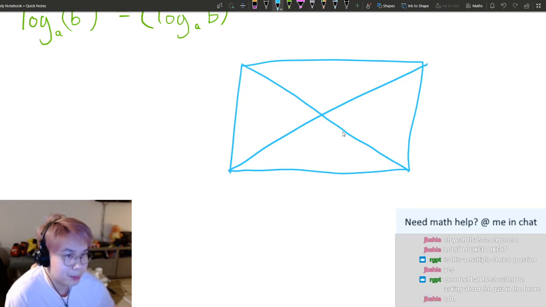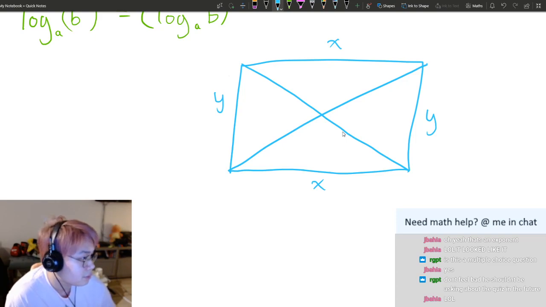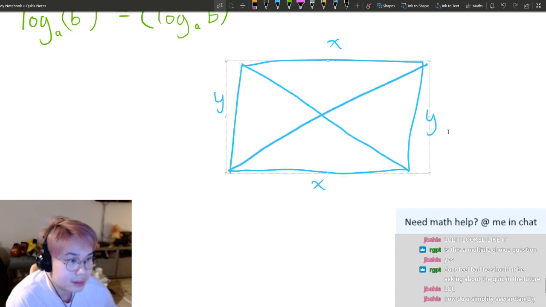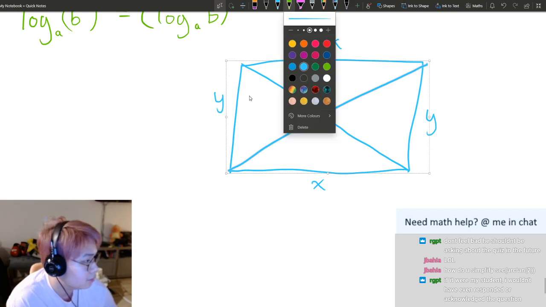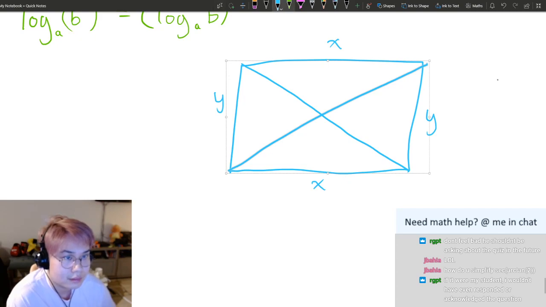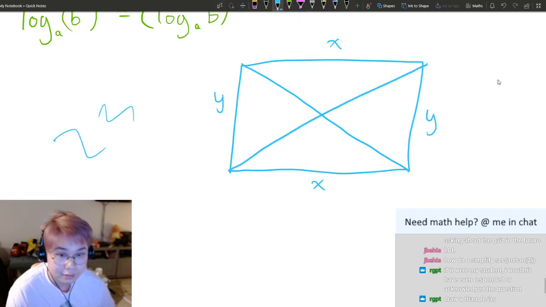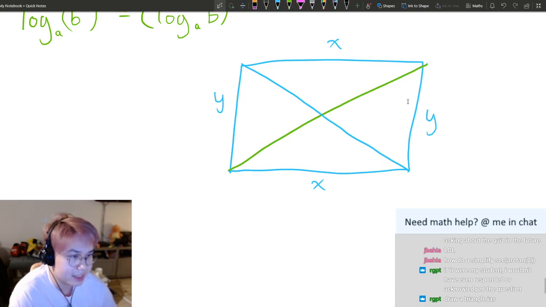So if you were to properly label the dimensions of a rectangle, right? Then let's just call this one y, and then these ones are x, right? So if I want to show that these diagonals are not going to be intersecting perpendicularly, then I should probably find the slope of both of them. The slope of this diagonal right here, we can find it using these measurements. So this slope is y over x.